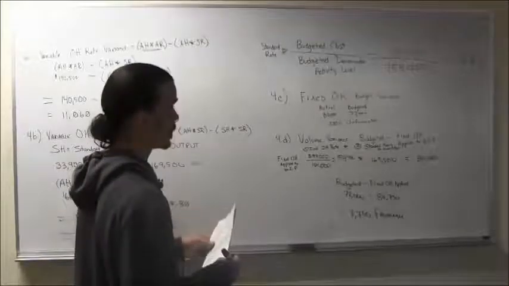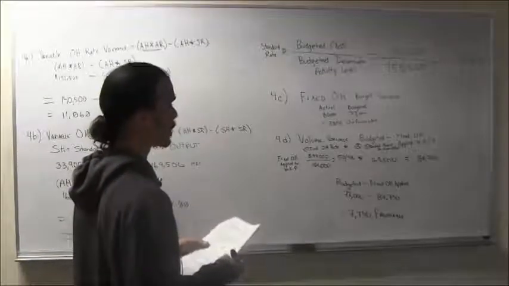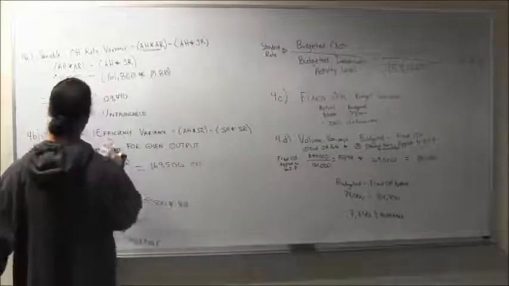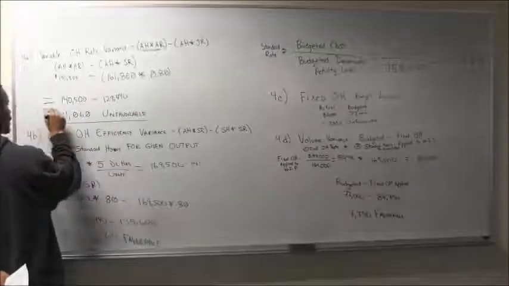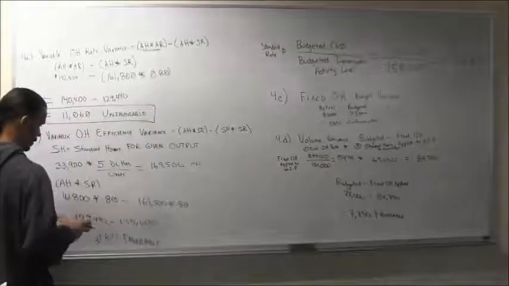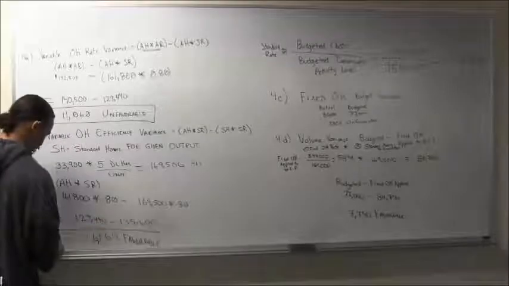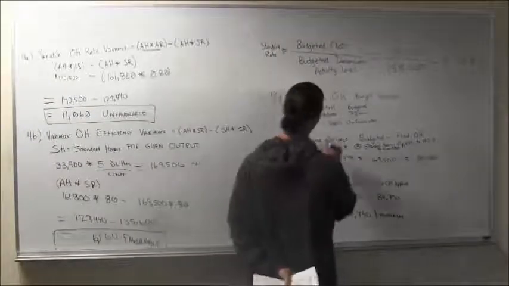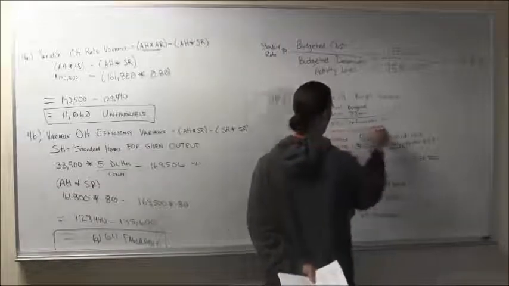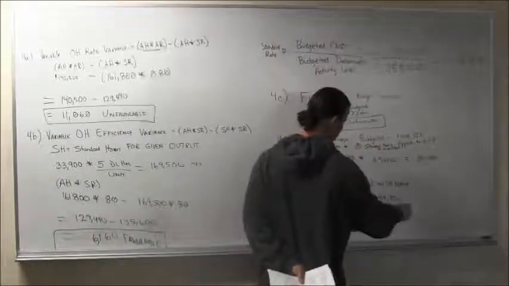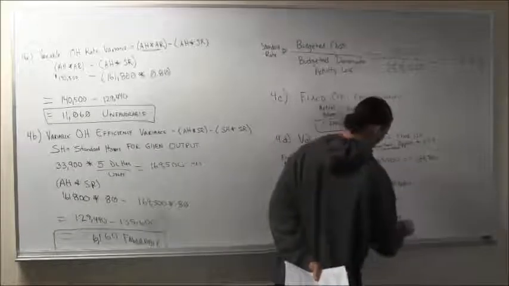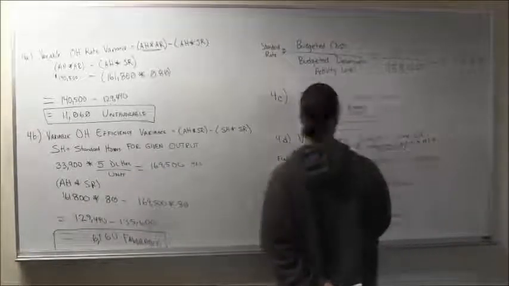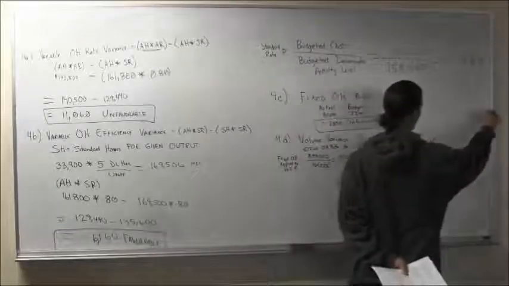Now, last thing. Calculate the over or under applied overhead for March. So what we have is 11,060 unfavorable, 6,000 favorable, 3,000 unfavorable, and 7,750 favorable, right? So, just going to do 4E right here.